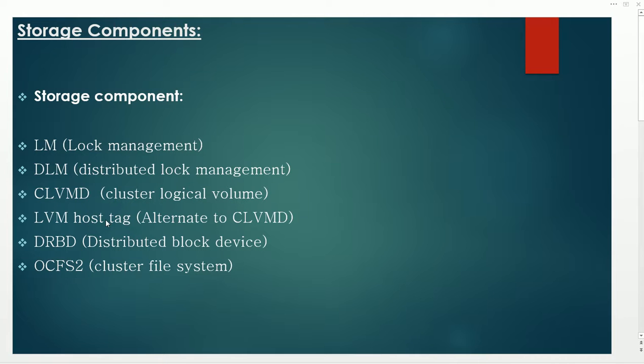And there is an alternative to CLVMD, which is called LVM host tagging. I'm going to discuss that later in my video or probably the next video. And we also have some other options called DRBD, distributed replicated block device, and OCFS2. So I'm going to discuss these components later in the next video. For this video I'm going to cover lock management and also CLVMD. Okay, so let me go to the next slide.